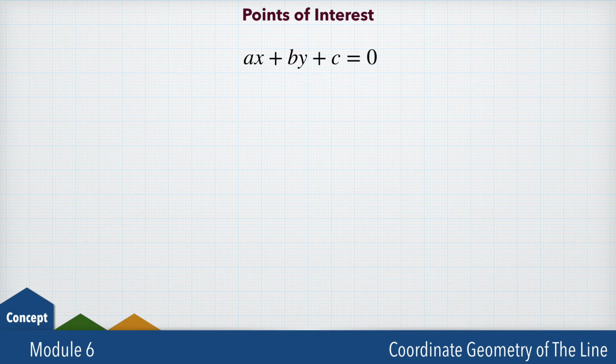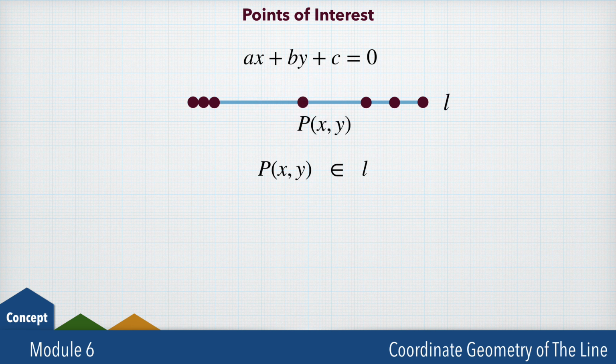The equation of a line is an algebraic equation representing the set of points on the line. If the point P is on the line L, then P is an element of the set L. In this module, we will look at various points of interest.